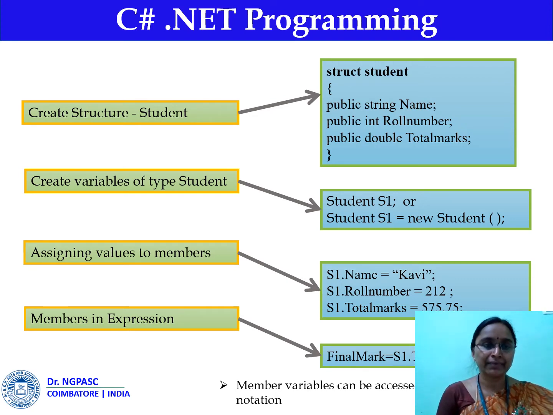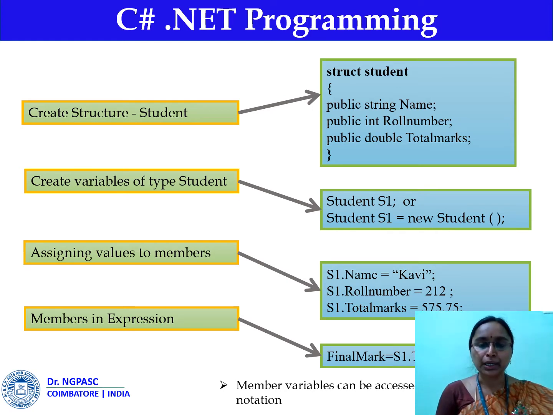Next we consider assigning values to the members. In the previous steps we created members, so for those members we can assign values directly using the following syntax. S1 dot name equal to Kavi. Here S1 is a variable of the structure and name is a member of the structure. We can assign a value to the member of the structure variable.